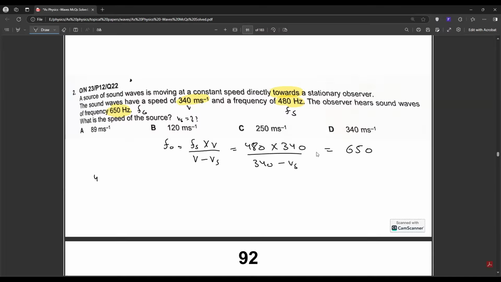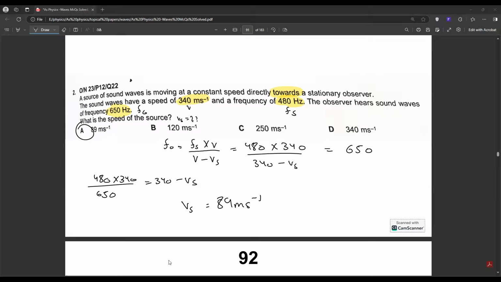Let's solve this equation. 480 into 340 divided by 650 is equal to 340 minus Vs. Can we calculate Vs? Yes. 480 into 340 divided by 650, and 340 minus the answer. Your answer for the speed of the source comes out to be 89 m/s. A should be your answer. If I check it in the marking scheme, 91 has an answer of A. Correct. We are going good.